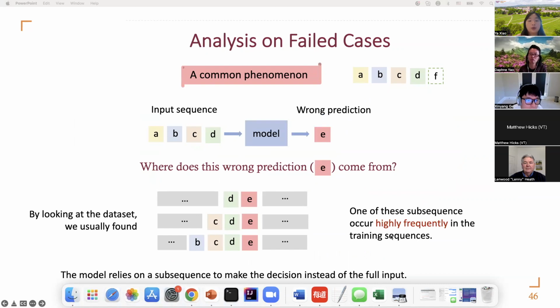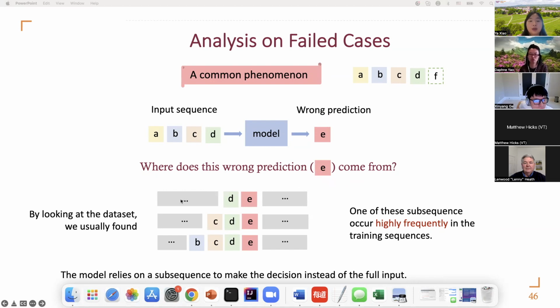We checked the low frequency cases and the unknown cases to see what causes the failure. By tracking the wrong prediction, we found a common phenomenon. That is, the wrong prediction is often from some highly frequent subsequences. For example, there is an API sequence ABCDF, and when given the input ABCD, the model is expected to suggest F, however, it generates the wrong prediction E.